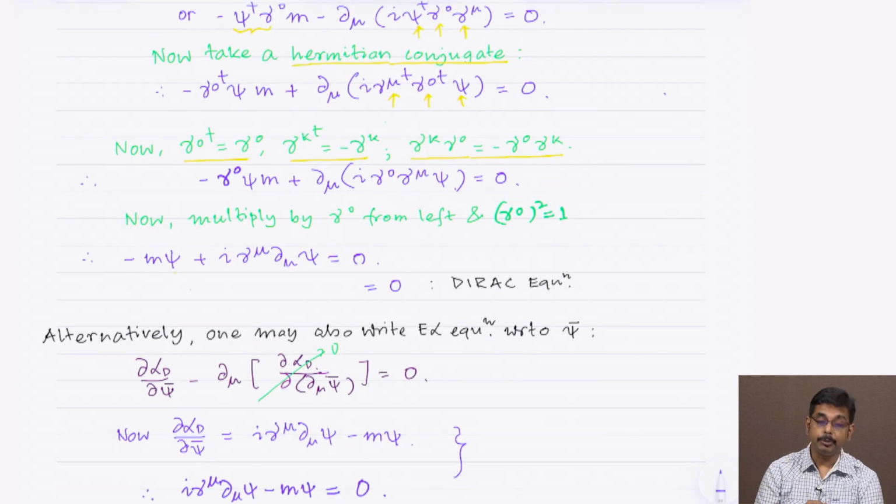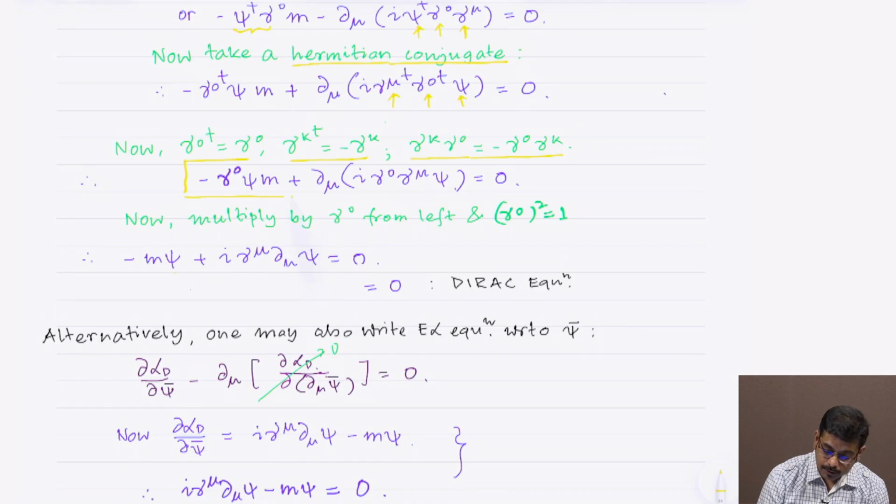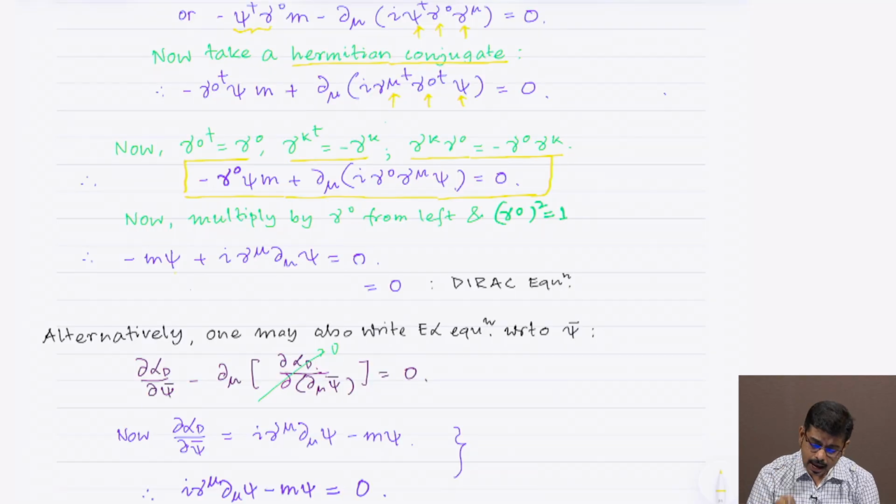Now what I am going to do is multiply this particular equation from the left with gamma 0 and utilize the fact that gamma 0 squared equals 1. So what will come? Look, if I multiply this with gamma 0, the first term will simply become minus m psi, since gamma 0 squared is equal to 1. And the second term? See, del mu will only act on the psi, which is a function of x and t, right? It will definitely not act on gamma 0 and gamma mu, which don't have any spatial dependence. So this term becomes i gamma mu del mu psi, with gamma 0 squared once again becoming 1.